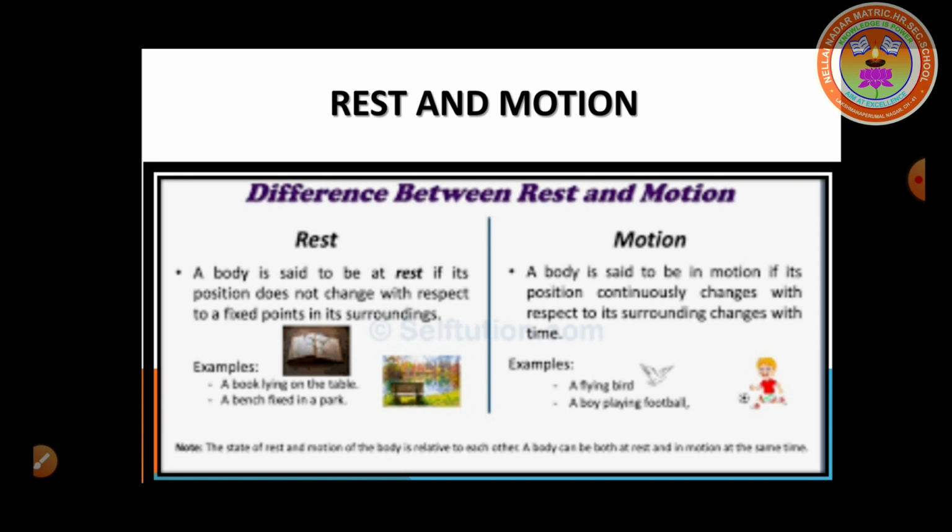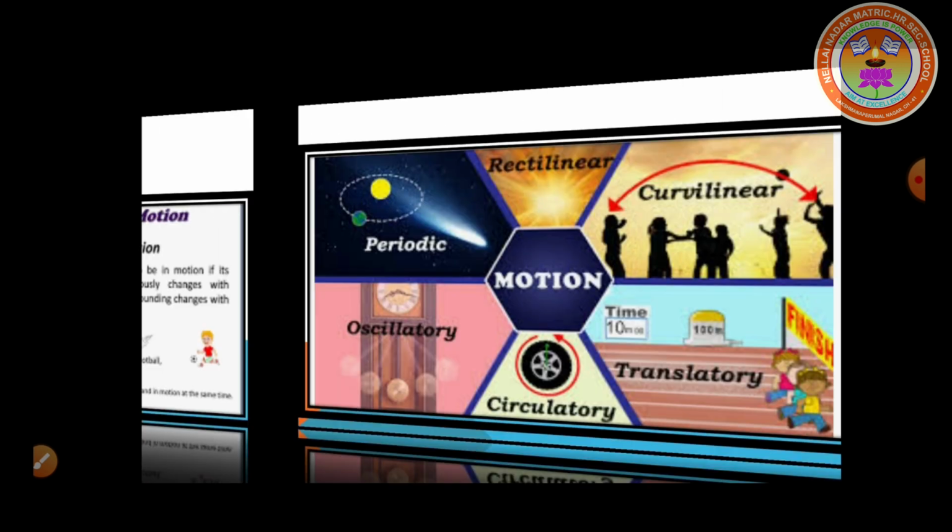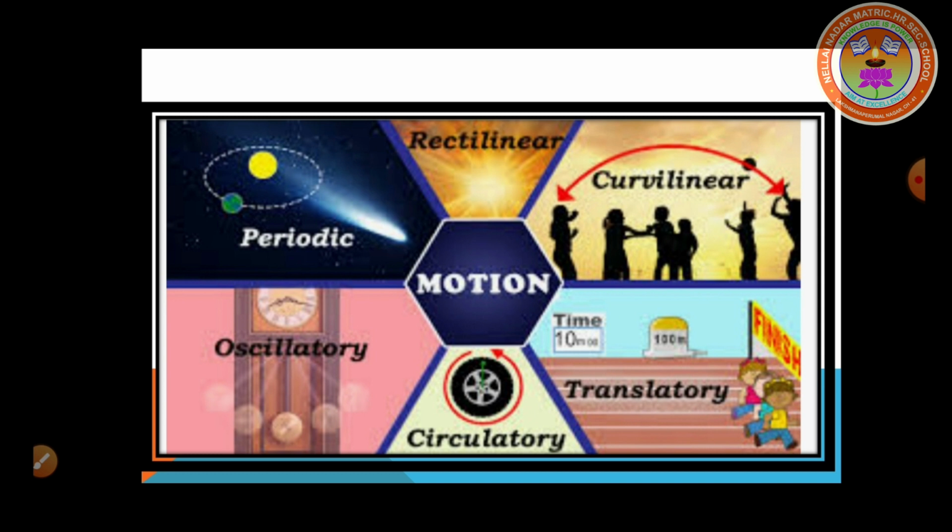Do you understand, children? First we discussed what is rest, and second we discussed what is motion. Next we move on to the types of motion. Motion can be classified into six types. One is rectilinear or linear motion. The second is curvilinear motion. The third is translatory motion. The fourth is circulatory motion. The fifth is oscillatory motion. And the sixth is periodic motion.